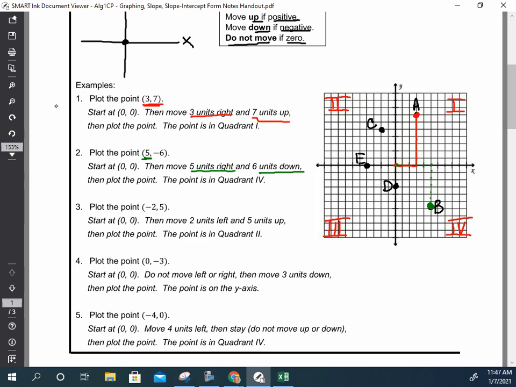So all of those points show you how to plot points. Do you have to write down this example? No. So everything in this part, you don't have to write it down, unless you want to have the example for yourself, but you don't have to.